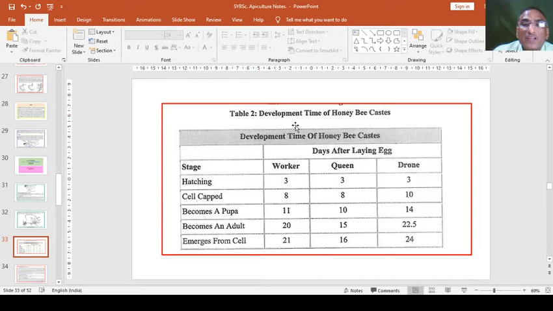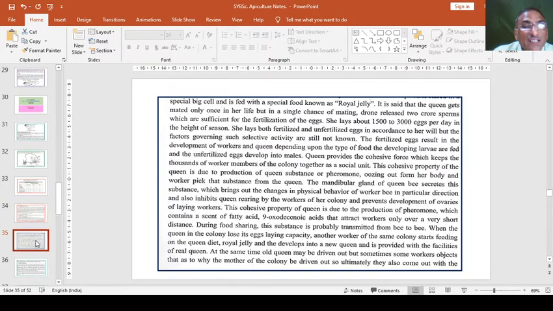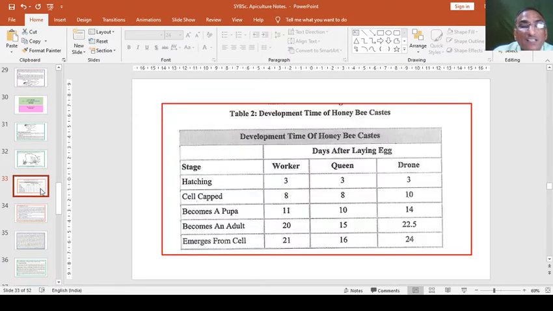So, development time of honeybee caste. We will see next the reproductive system of honeybee, then social organization of honeybee, then reproduction, then structure of drones and workers. Meanwhile, let us see how the development time of honeybee is there.